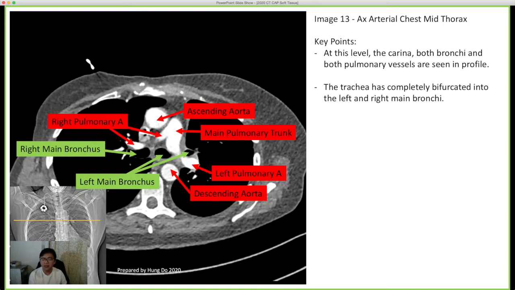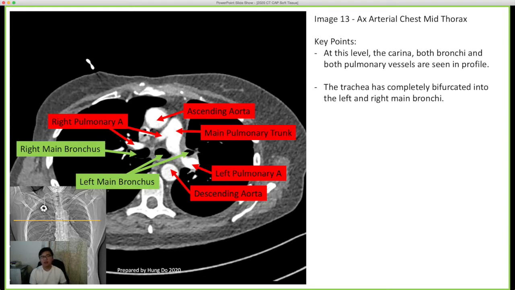Blood from the lungs is returned back to your heart via the pulmonary veins. The pulmonary veins enter your heart via the left atrium. The left atrium communicates with the left ventricle, and then the left ventricle sends oxygenated blood through the aorta to the rest of the systemic circulation. So, as we move further down, we should start seeing those structures.